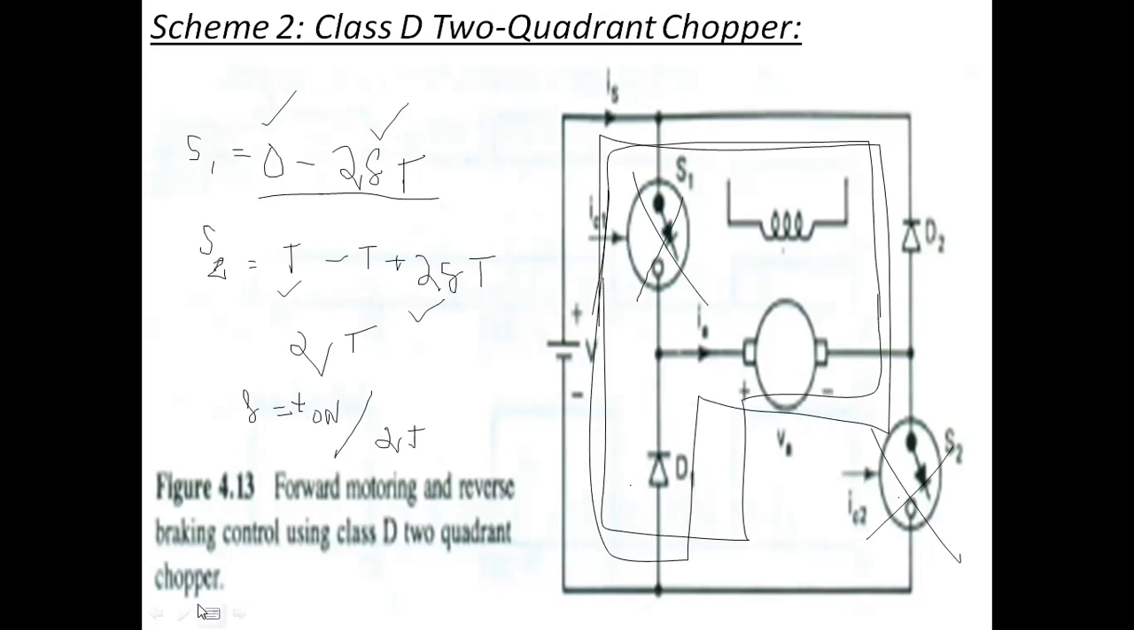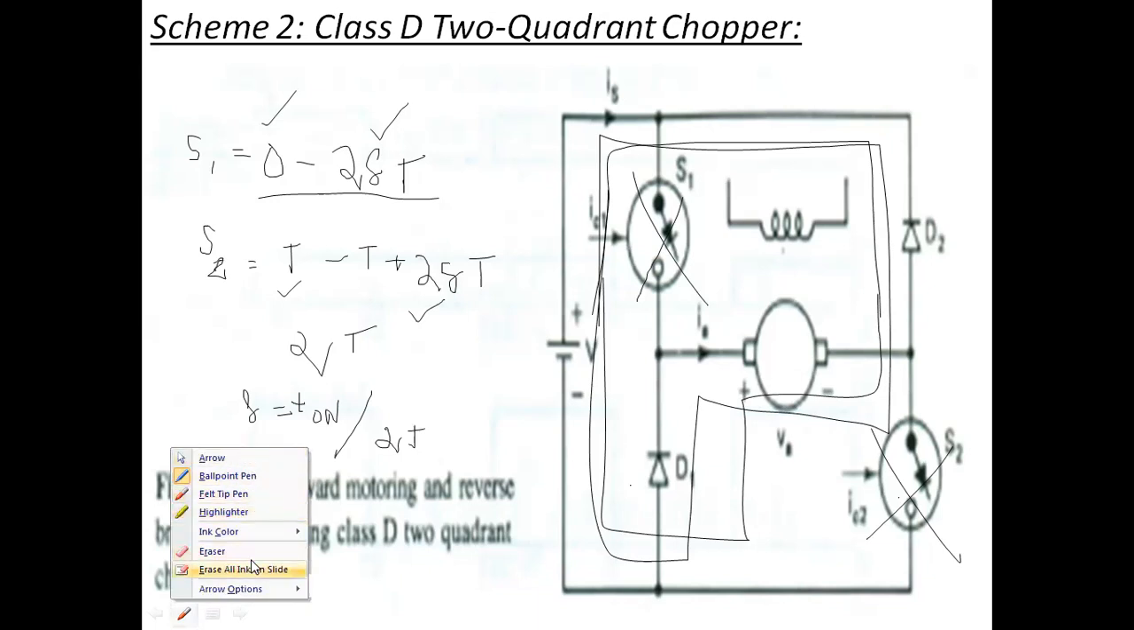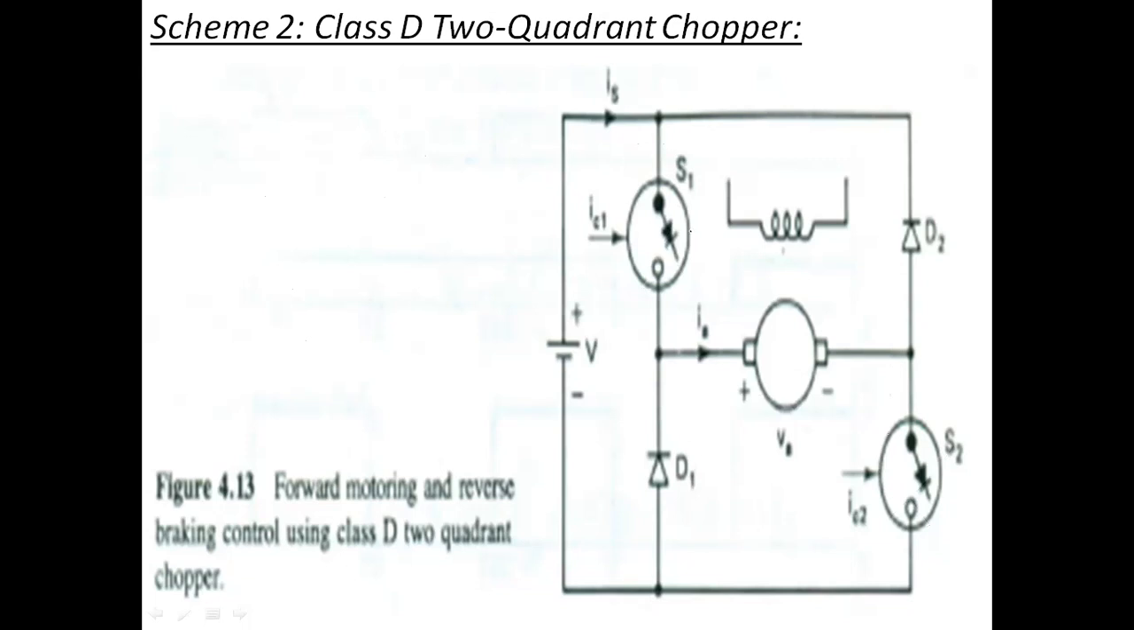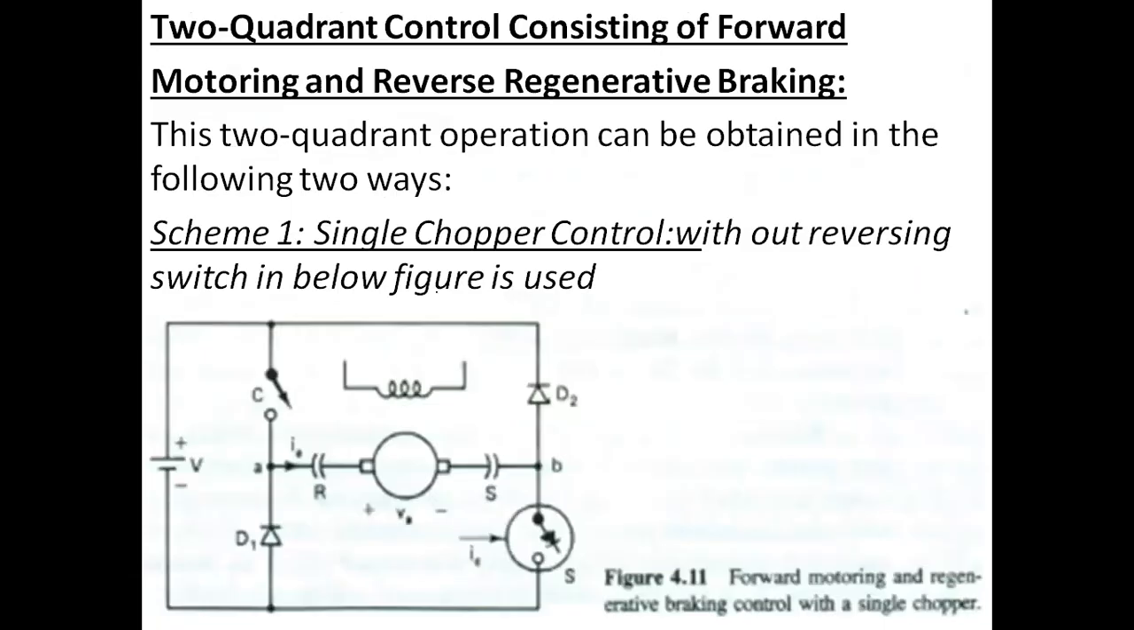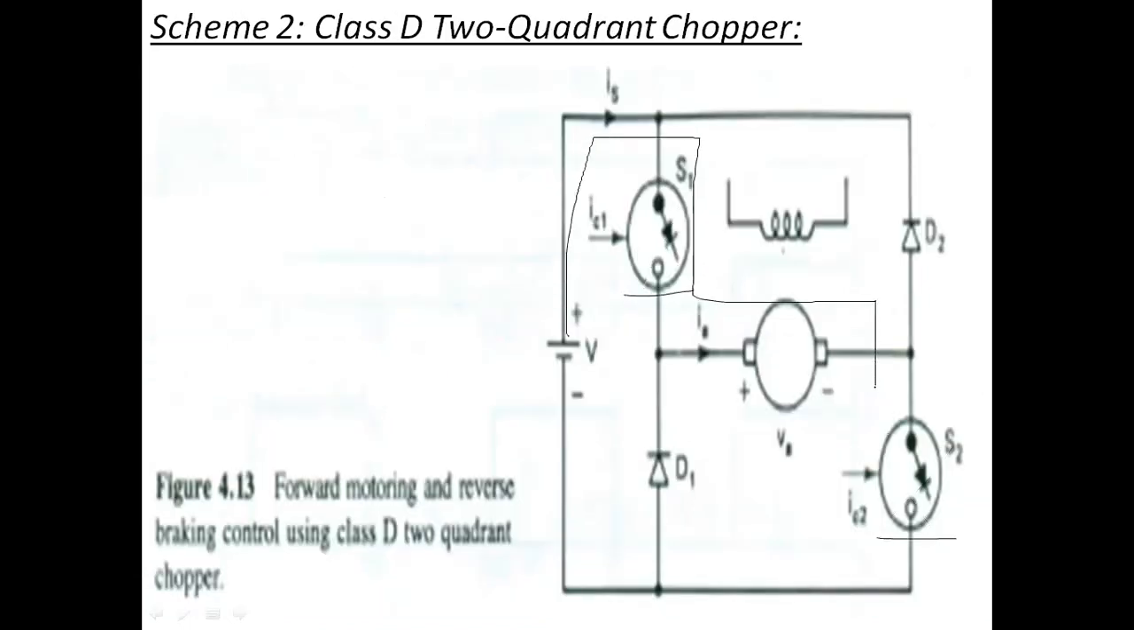See all the modes first. In mode 1, S1 and S2 will be on. At that time the current flows through V, S1, terminal T2, and S2. Here V is equal to VA, as the current is in the same direction of charging. Next, the second mode.